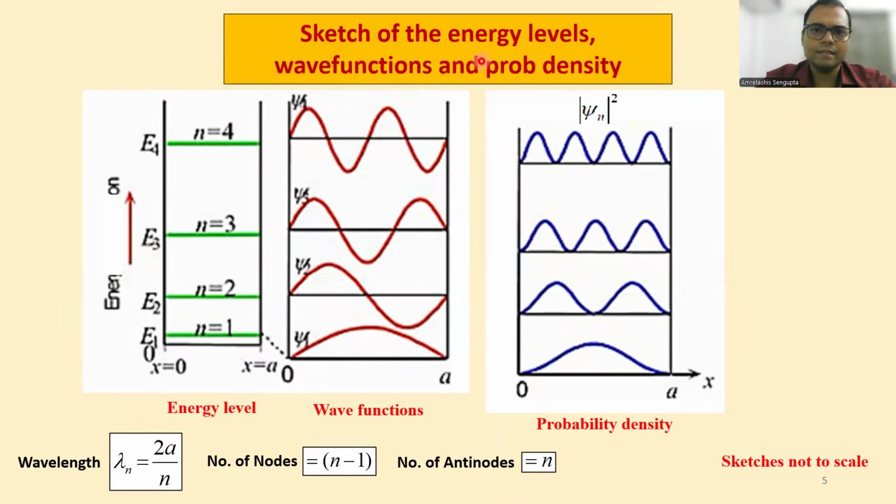If we sketch the energy levels, wave functions, and probability density, we will see the wave functions for the ground state, first excited state, second excited state, and so on. They are alternating functions of even and odd parity. So the ground state has even parity, the first excited state will have odd parity, and so on.